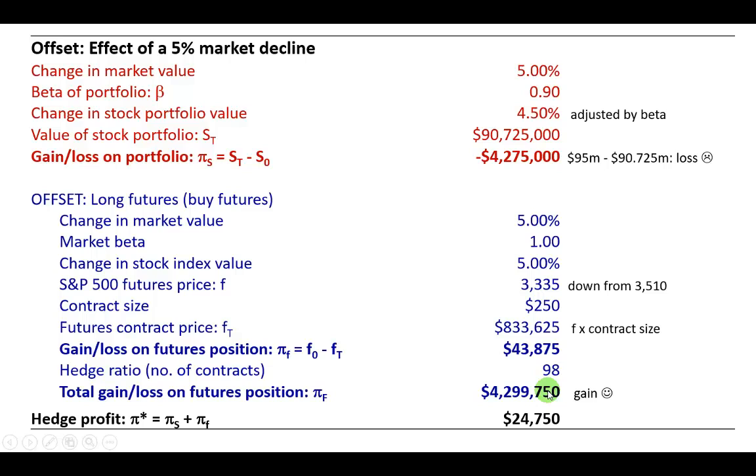Your total gain here is 4,299,750. Now, that gives you a smiley face right there. And as you can see, a sad face and a smiley face. You're ahead by a positive difference of 24,750 because your gain on the futures is greater than the loss you incurred on the spot position. And so this is not a perfect hedge, but it's a desired outcome nonetheless. And I hope you get that.